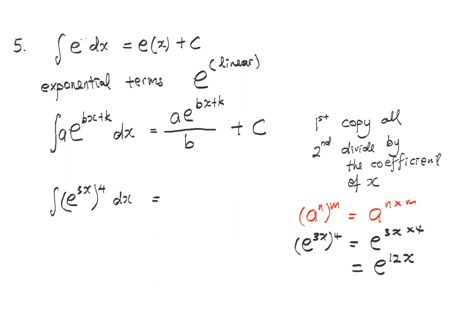Okay, so clear? So this will be integrate e to the power of 12x dx. So follow the rule. Copy down the whole thing. Divide by the coefficient of x plus c. So there are a lot of changes in the exponential term. So you have to recall all your indices formula. Are you okay?